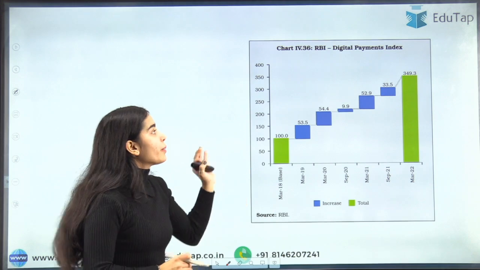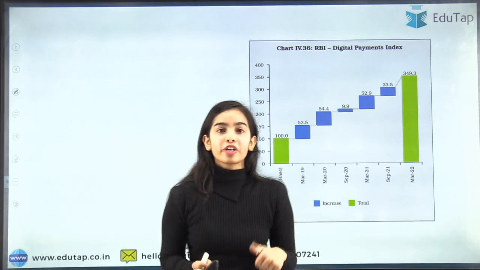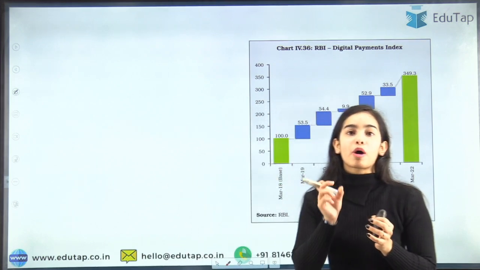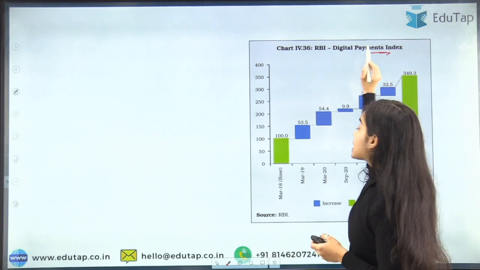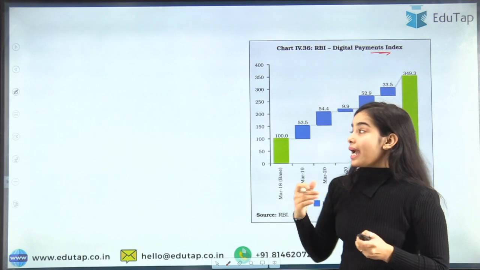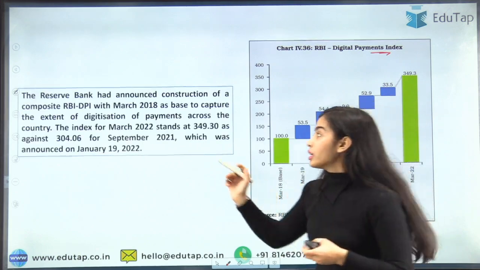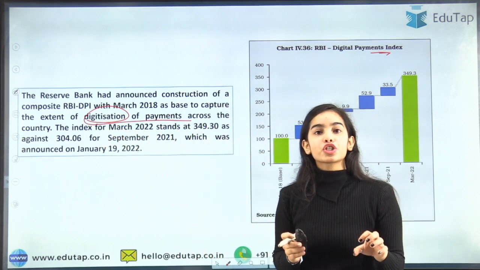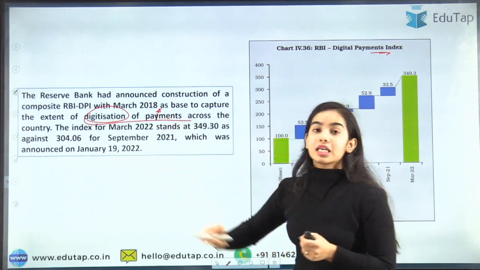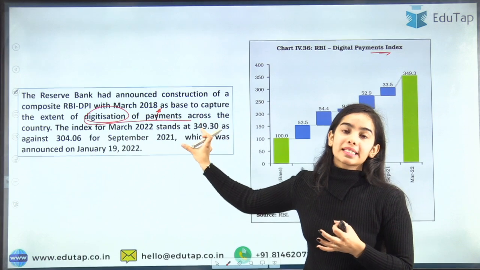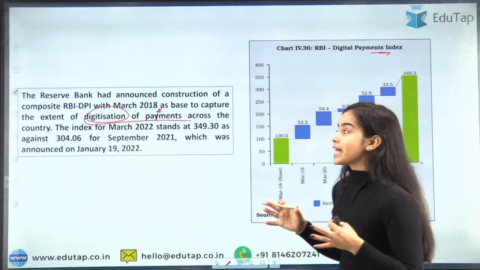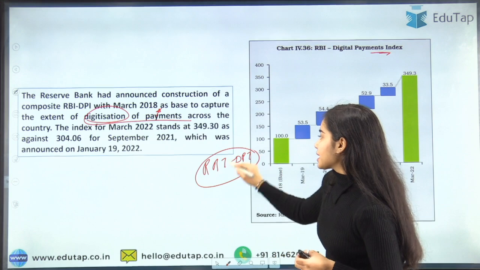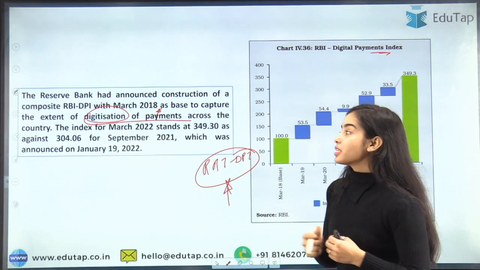Now coming to the digital payments index. We have understood about the urban cooperative banks and the non-banking financial companies. Now in the report there was also a discussion about the digital payment index. This is the index released by the Reserve Bank of India, and it tells us the extent of digitalization of payments across the country. It shows us the penetration of digital payments as well as the deepening and expansion of digital payments happening in the country. This is the RBI Digital Payment Index, calculated and released by the Reserve Bank of India.